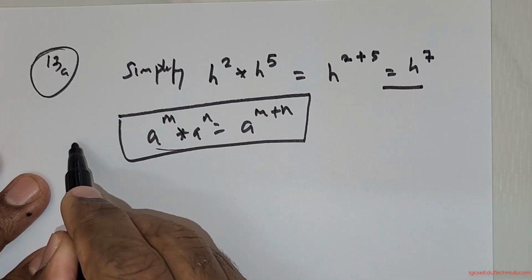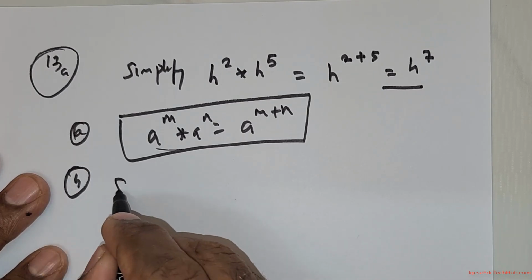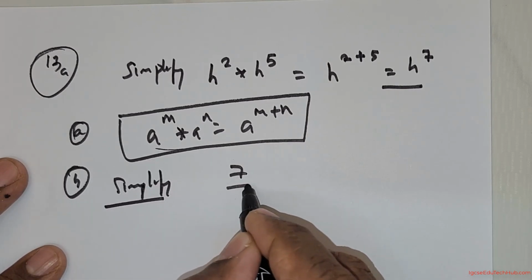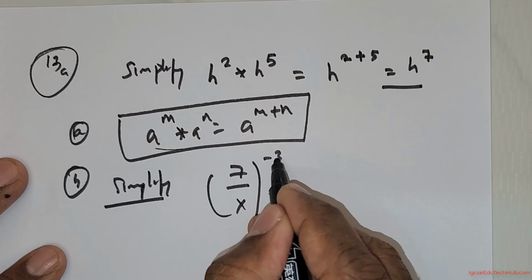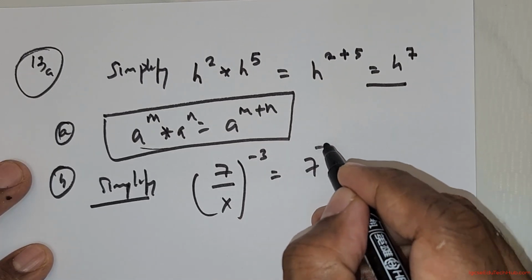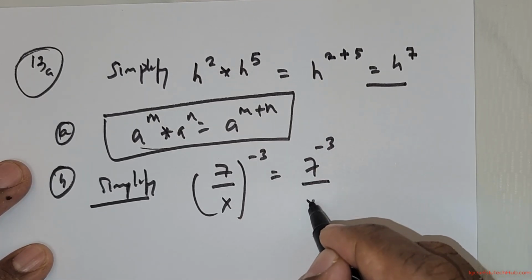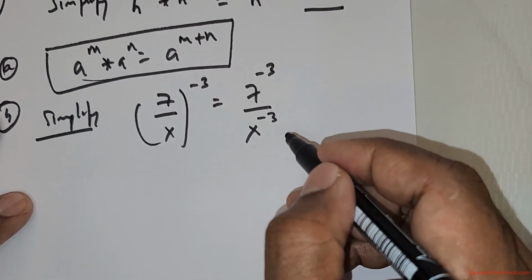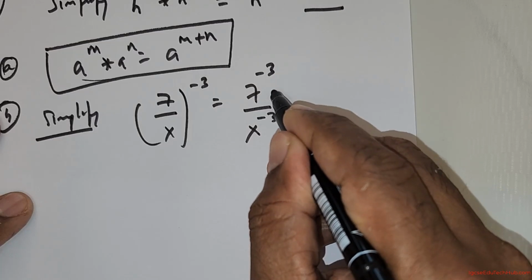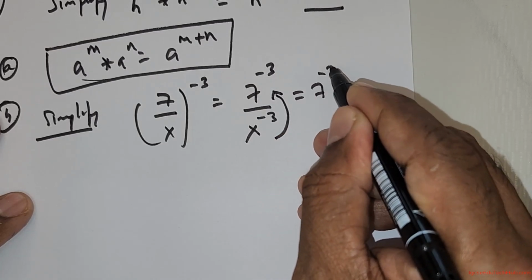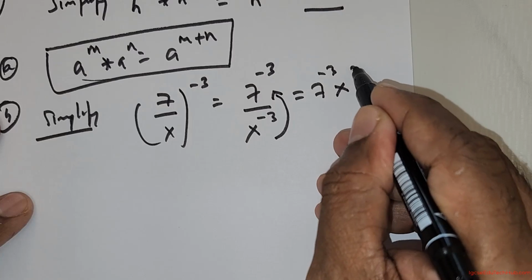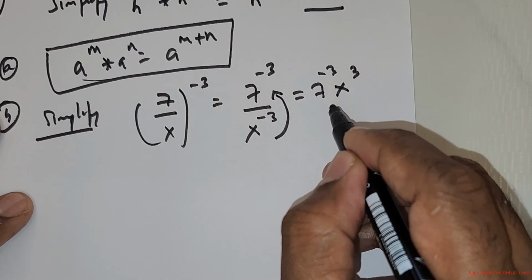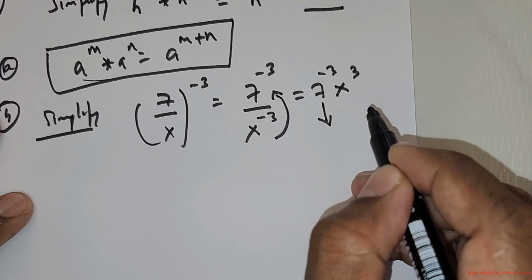Now there is question B, which says simplify 7 over x raised to the power of negative 3. Now I can rewrite this as 7 raised to the power of negative 3 over x raised to the power of negative 3. Now I can move this to the numerator. That would be 7 raised to the power of negative 3 times x raised to the power of negative exponent will become positive. Now what I want to do is I want to move this down.